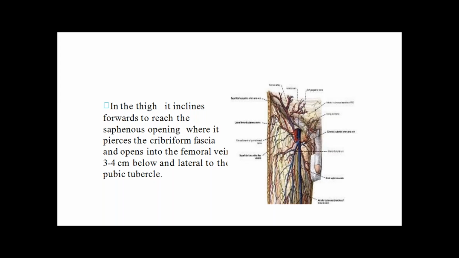In the thigh, this is the course of the long saphenous vein: it inclines forwards to reach the saphenous opening, where it pierces the cribriform fascia and opens into the femoral vein, that is the deep vein. This is 3 to 4 centimeters below and lateral to the pubic tubercle, the anatomical location of the saphenous opening.